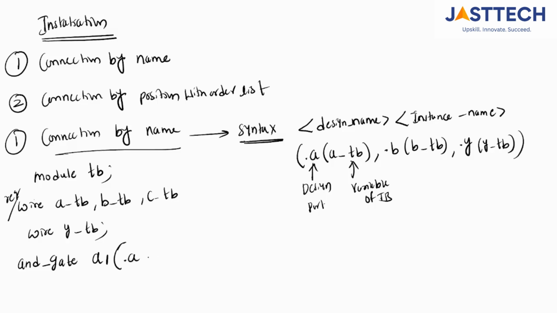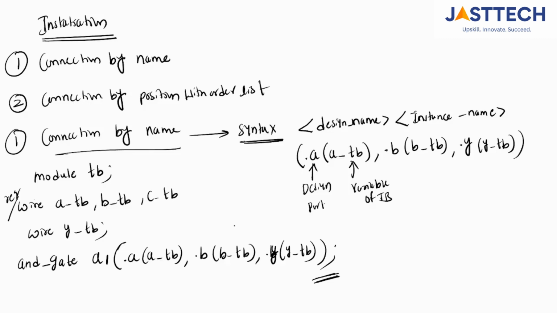Dot a underscore tb, comma, dot b underscore tb, comma, dot y, y underscore tb. Okay, like this you need to write. This is nothing but connection by name. Is it fine? Did you understand how I am writing the connection by name?